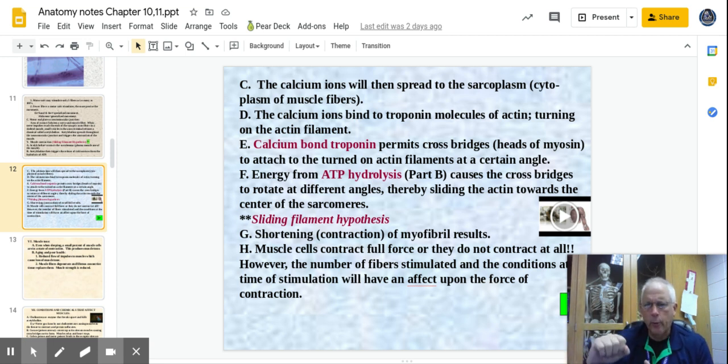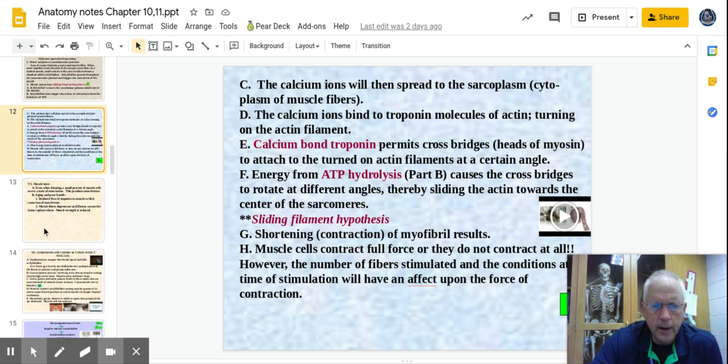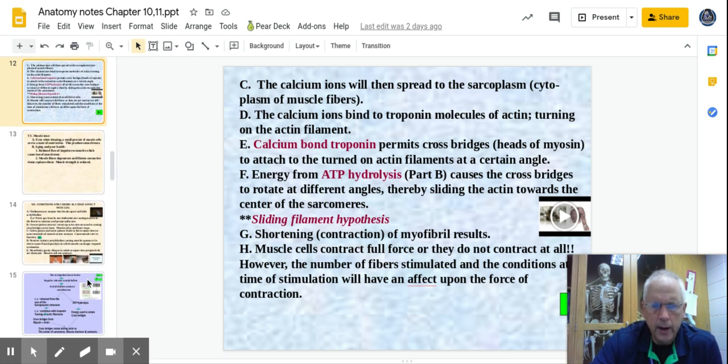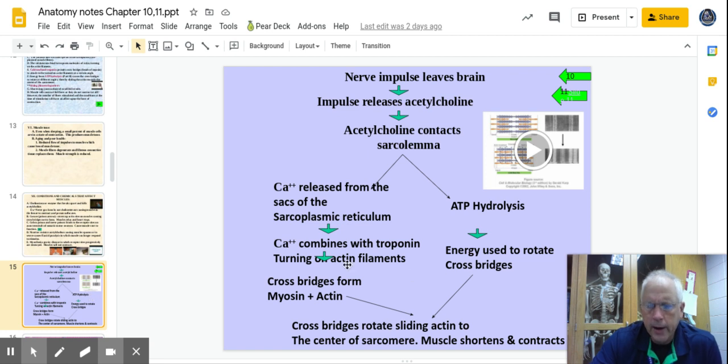Okay, it works like a ratchet wrench. I don't know if any of you have ever used a ratchet wrench, but basically it moves kind of like this, kind of catches and moves, and the muscle then shortens. Okay, and that's pretty much how muscle contraction works. So going back to the diagram, you see all that. My calcium-bound troponin hooks up myosin and actin. The energy comes over, the cross bridges rotate, and we shorten the muscle and make it contract. So that's pretty much how a muscle contracts.